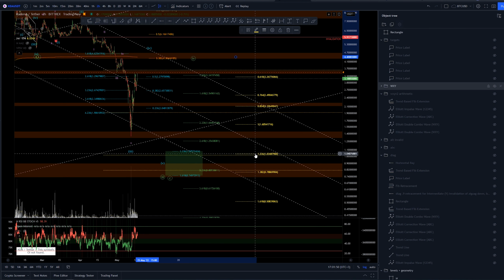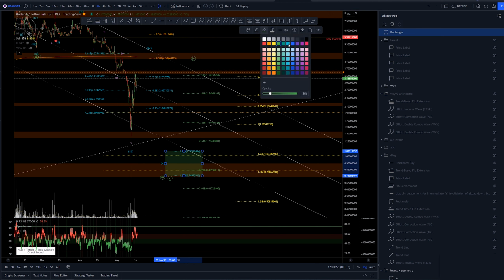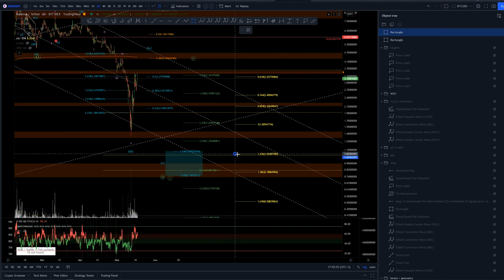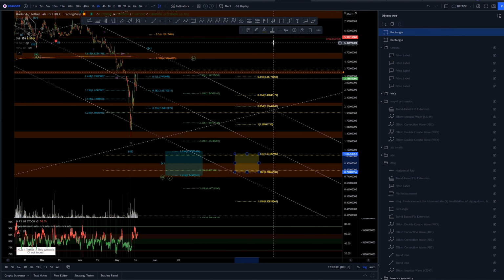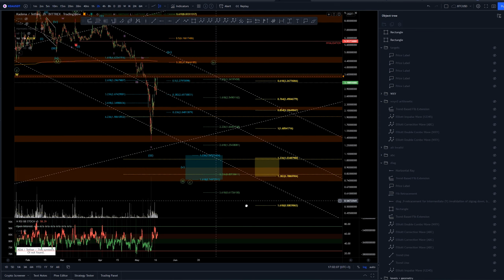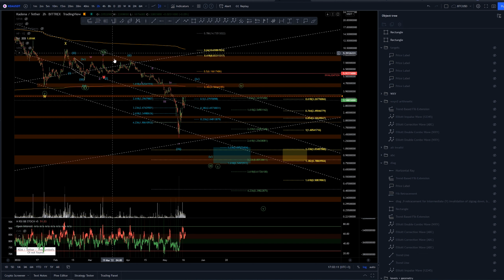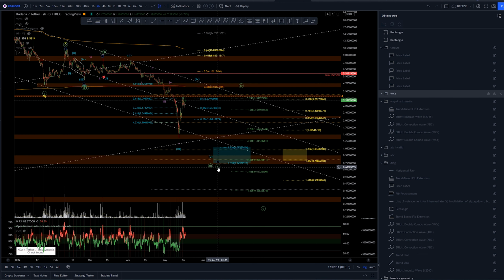There is a 1.236 extension and 1.382. Let me actually just put this as this color here, and this one here with yellow. So we do get confluence here. Now again, if we are looking for the three-way structure, we would be ending the C wave here.